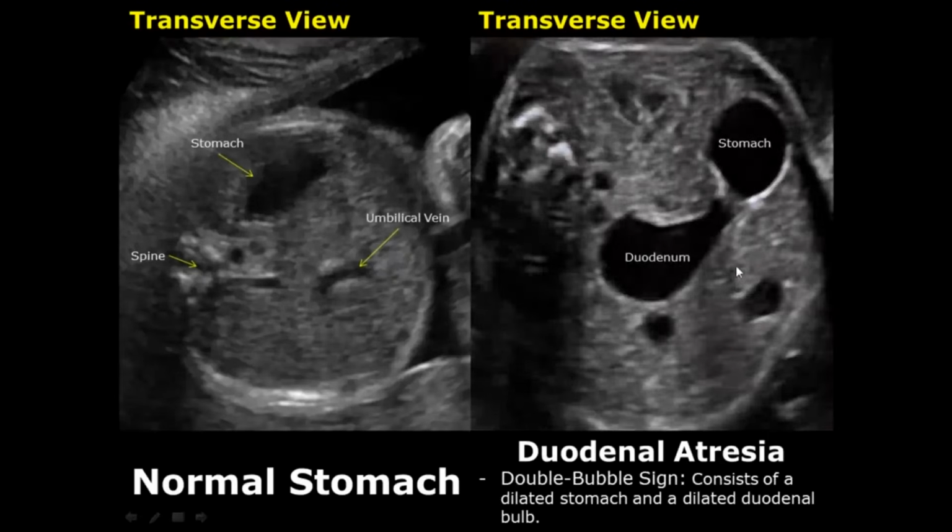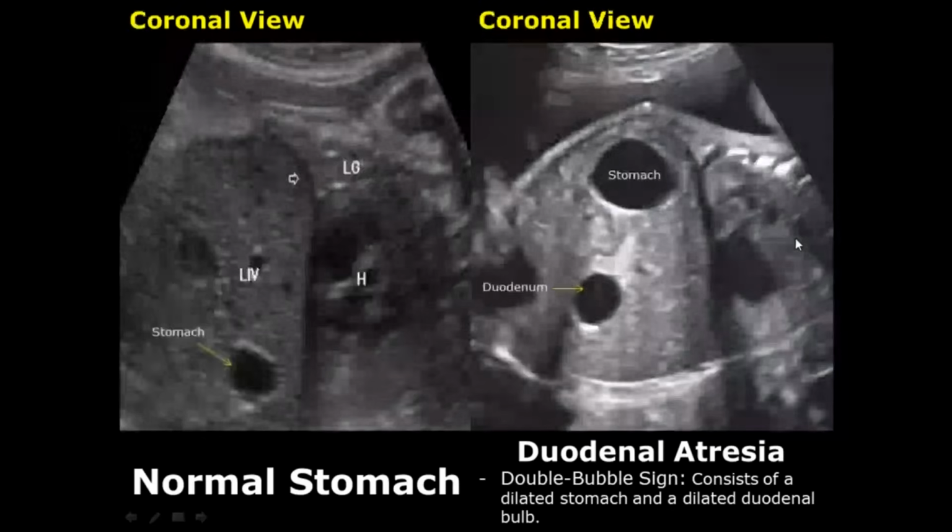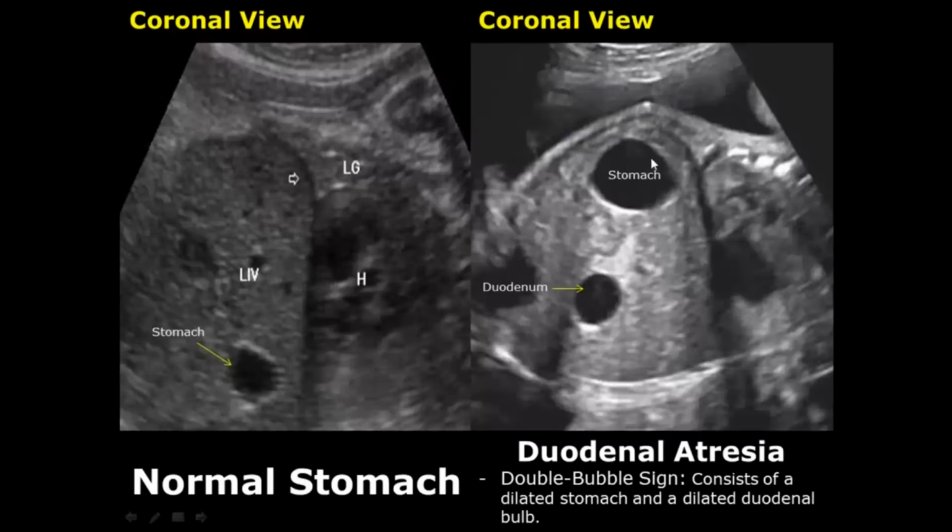The double bubble sign is the name given to this appearance in which the stomach and the duodenum both are dilated. They appear as two bubbles, two dilated anechoic structures. This is a sign of duodenal atresia. Here is a coronal view of a double bubble sign. The stomach and the duodenum both are dilated in the setting of duodenal atresia.